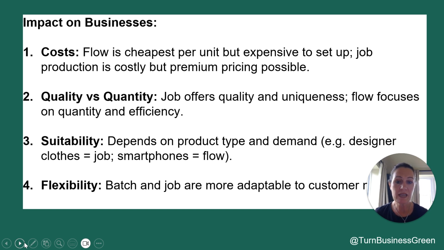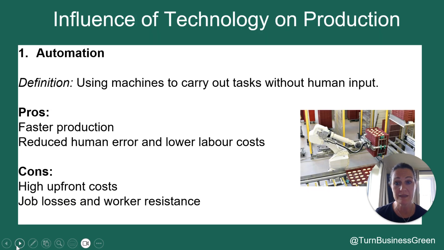Which one a business chooses will really depend on the product type, the type of items they're making, and the demand. If there's a very high demand for the product and they're going to be selling thousands and thousands of units, the business might look at using flow production because they can produce many more units at a lower unit cost. However, that wouldn't be suitable for designer clothes or one-off bespoke items because job production would be better for that. Flexibility. Job and batch production are much more flexible around the customer's needs.